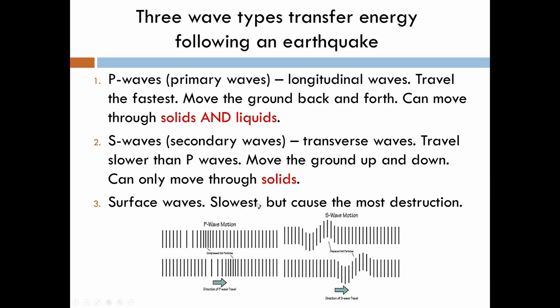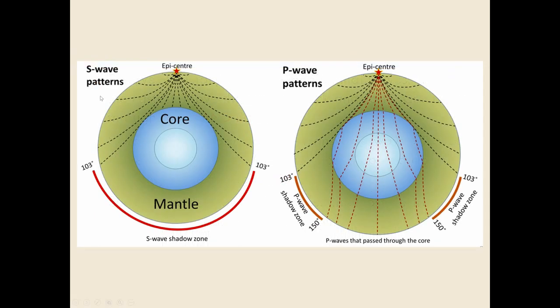Surface waves are the slowest, but they cause the most destruction. Oh, P waves are the fastest. We have a diagram here of the S wave pattern. Now we can see that the epicenter of the earthquake is here, so that's where it's generated. We can see something interesting that's going on here. Hopefully you can identify that. So the S wave does not move through the outer core. Why not? If you said it's because the outer core is made of liquid and S waves can't move through liquid, well done.